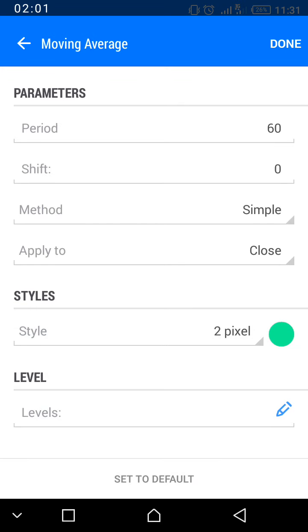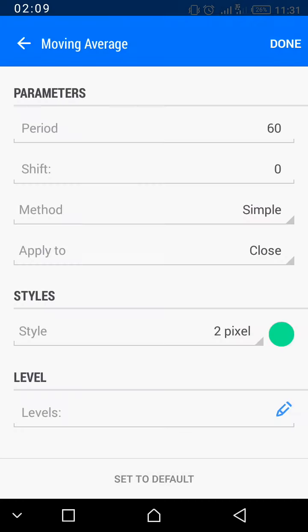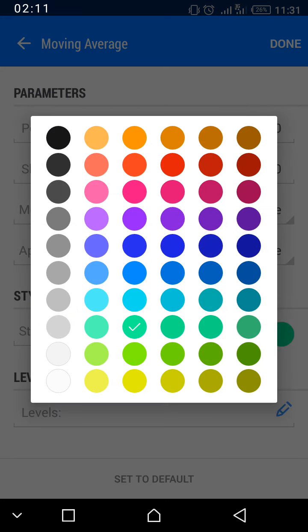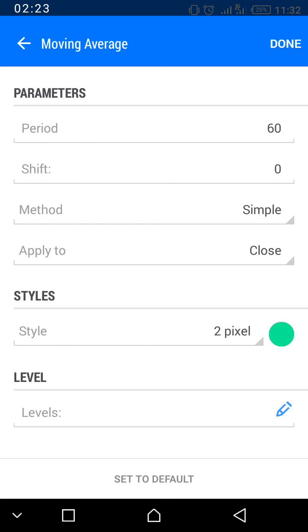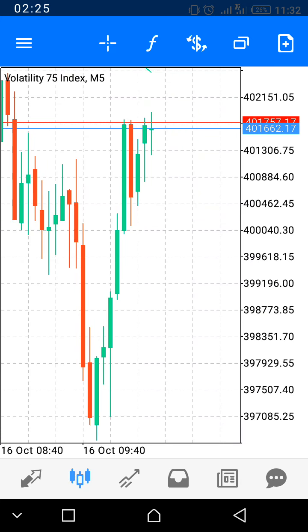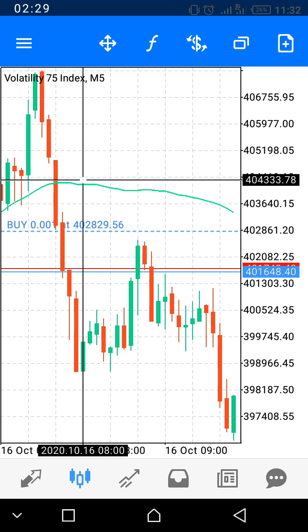Then you change the style to pixel to pixel. The color is green. The green is the third row, the eighth column. That's where you get the green. Then click on done, and you will see this is it. This is the green 60 MA.